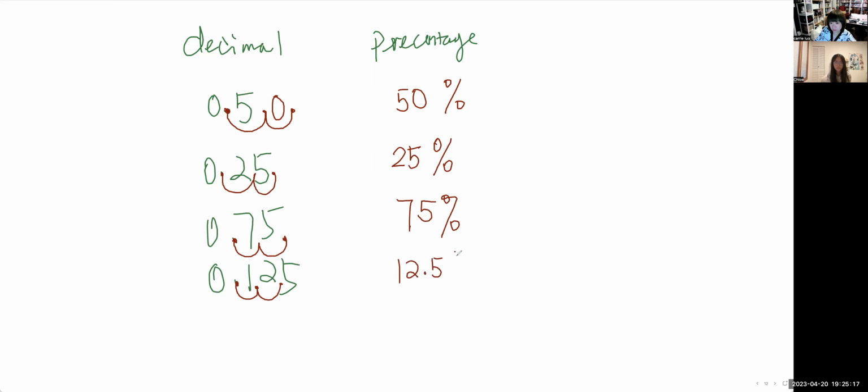12.5%. Get it, Chloe? Okay, so that is the best thing. So I think it's just moving. It's like the little rabbit is jumping, right? Okay, so now let me just give you something to practice, okay?